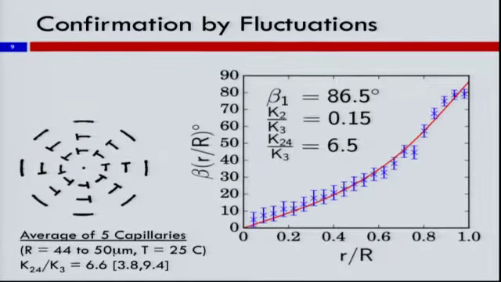This can be averaged over five different experiments on five different capillaries. And what you get there is that K24 over K3 is about 6.6. I'm wondering if that should be K2. Actually, now that might be a mistake. We'll go back and see on that. But we actually get a value for K24. It has a large range, so you can see the average is 6.6, but it really has an uncertainty from 3.8 to 9.4, and that has to do with the fitting of this.